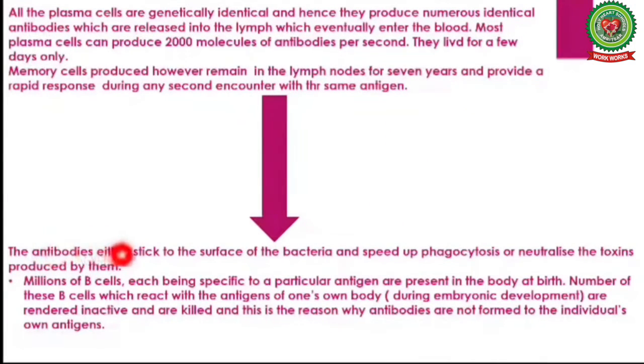The antibodies either stick to the surface of the bacteria and speed up phagocytosis or neutralize the toxins produced by them. Millions of B cells, each being specific to a particular antigen, are present in the body at birth. Those B cells which react with the antigens of one's own body during embryonic development are rendered inactive and are killed, and this is the reason why antibodies are not formed to the individual's own antigens.